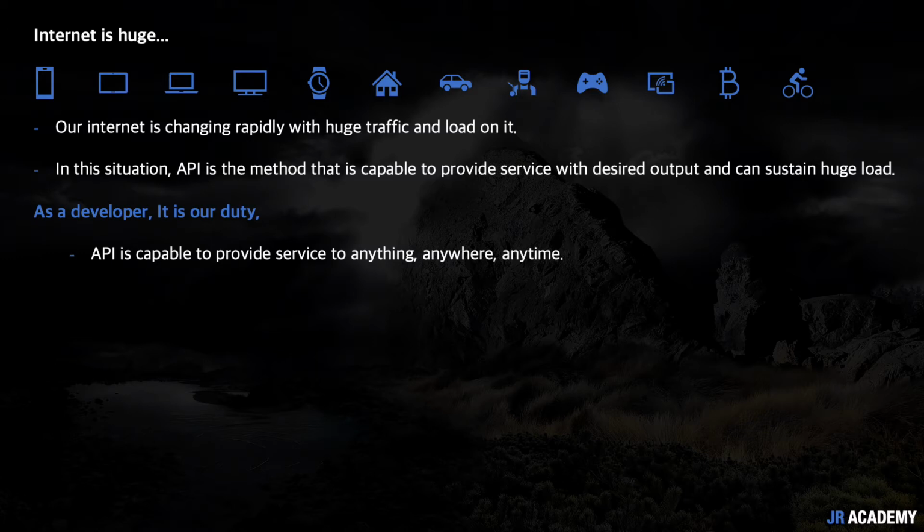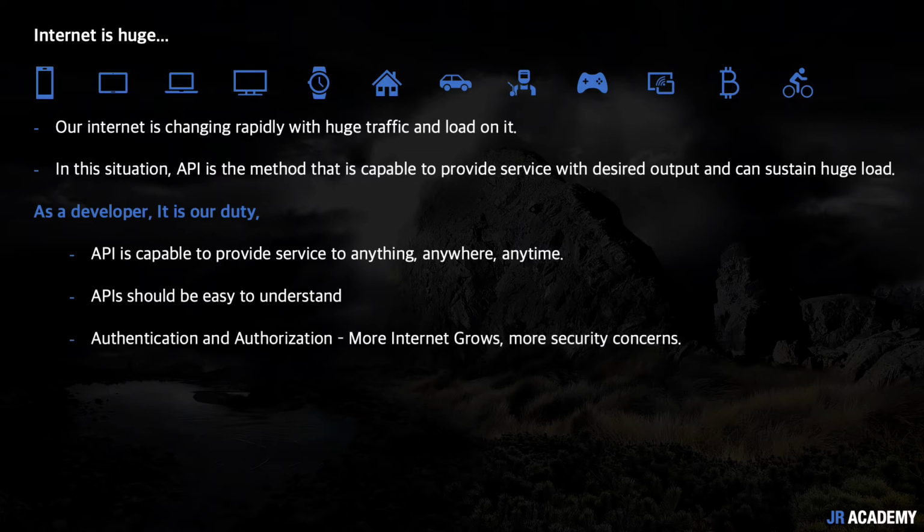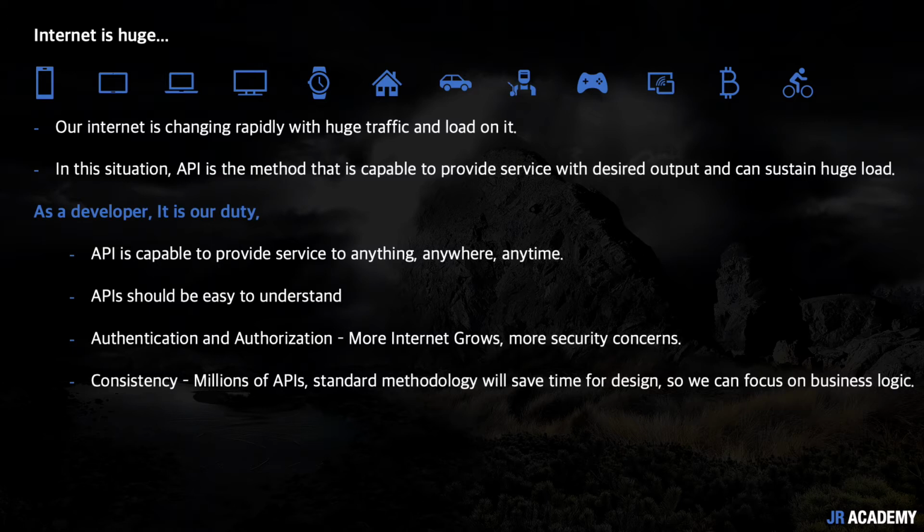And also API should be easy to understand and provide a desired output with authentication and authorization, because the more the internet grows, there will be more security related issues. Also, we need to have some consistency because there will be millions of APIs, and we have to make some system or methodology that reduces our effort of designing the API, because our main task is to focus on business logic, to focus on coding. And if we get stuck in this designing part, then it is going to be difficult for us to concentrate on the logic and other coding related stuff.